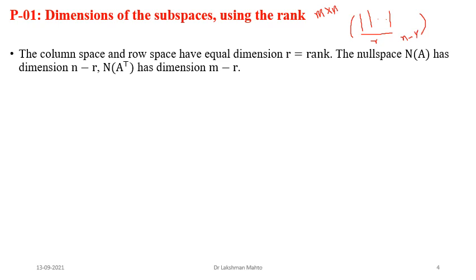The variables associated with the non-pivot columns play a very important role in constructing the solution space of the homogeneous system Ax equal to 0, which we call the null space. So they are constructing the null space. That's why the dimension of the null space is n minus r.